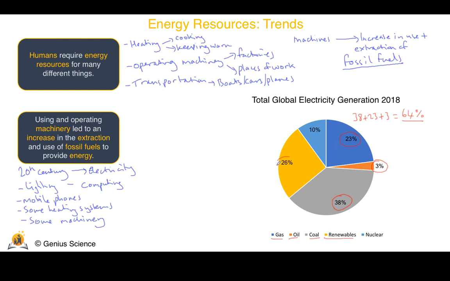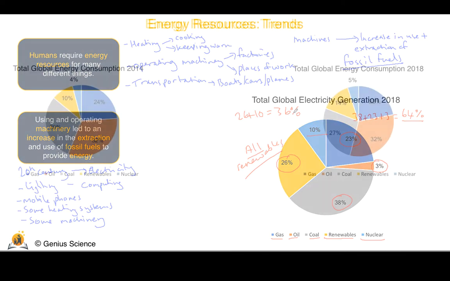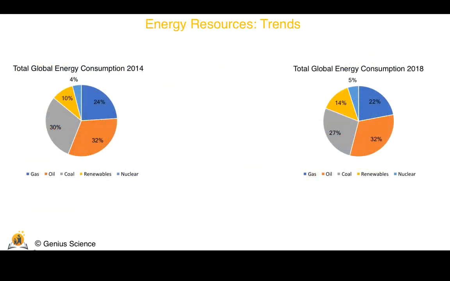Now for renewables. So in 2018, 26% of all of our electricity came from renewables. That is all renewables. Hydroelectric, solar, geothermal, biofuels, the lot. And the remaining 10% of electricity generated globally in 2018 came from nuclear power. In total then, renewables plus nuclear, we end up with 36% of total global electricity generation in 2018 coming from non-fossil fuel sources.